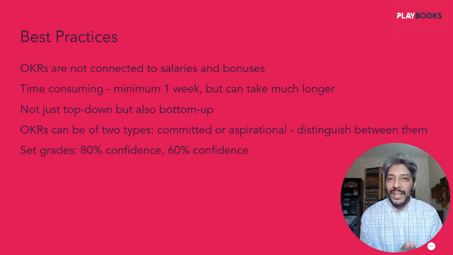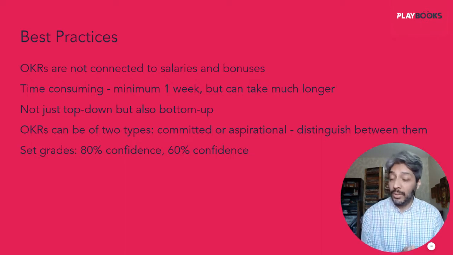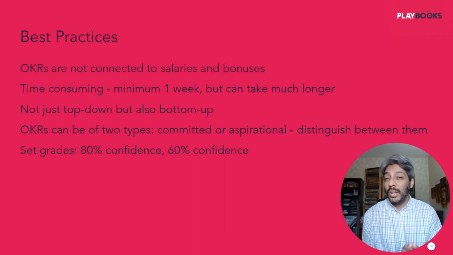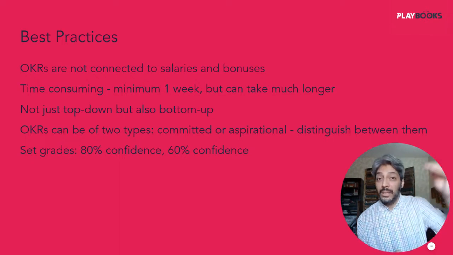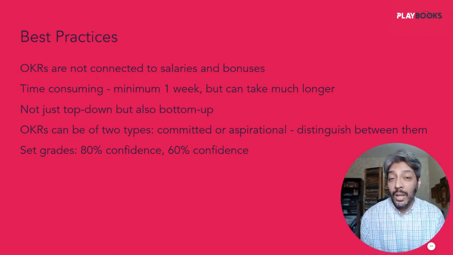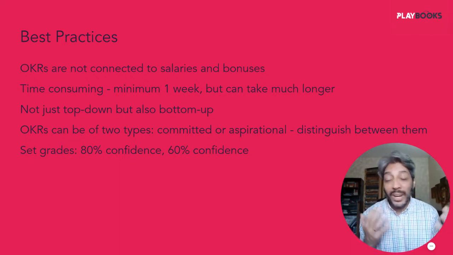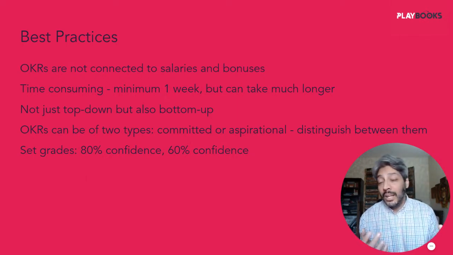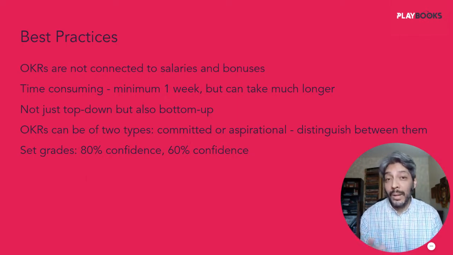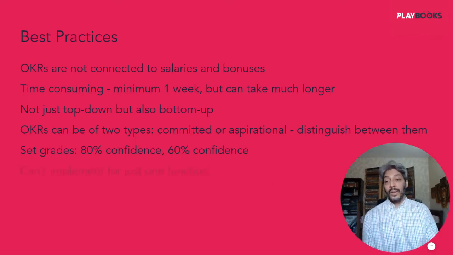So for your targets, you should talk about what you can achieve with 80% confidence, which is that you're very confident that you would achieve this target. And then what can you achieve? What is a stretch target which you can achieve with 60% confidence? So you're less confident about it, but it is a stretch target. If you hit your stretch target, you get an A, you get an A plus probably. If you hit the 80% confidence target, you probably get a B, but at least you did well. It's not that you didn't do well, right?